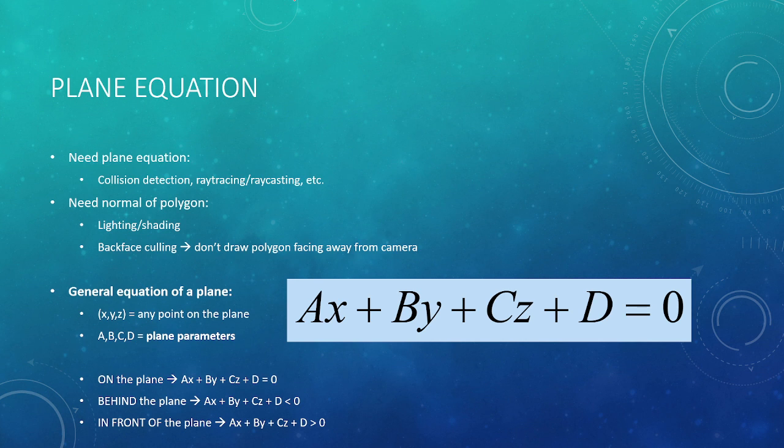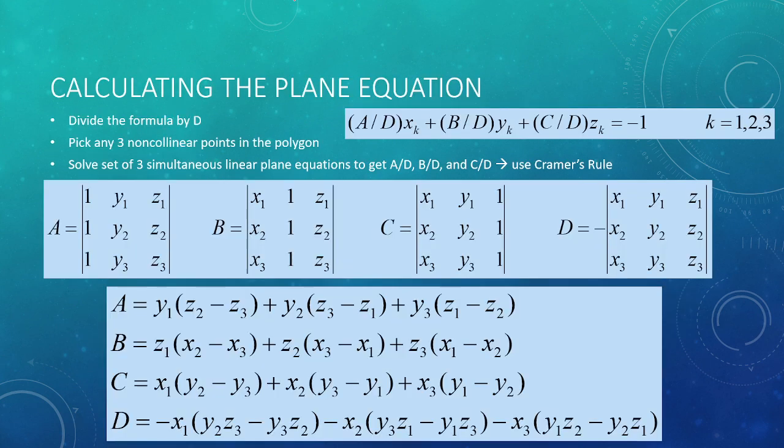The plane equation is needed for collision detection, ray tracing, ray casting, etc. We need the normal of polygons and shading. On the plane, ax plus by plus cz plus d equals 0. Behind the plane, ax plus by plus cz plus d is less than 0. In front of the plane, ax plus by plus cz plus d is greater than 0.